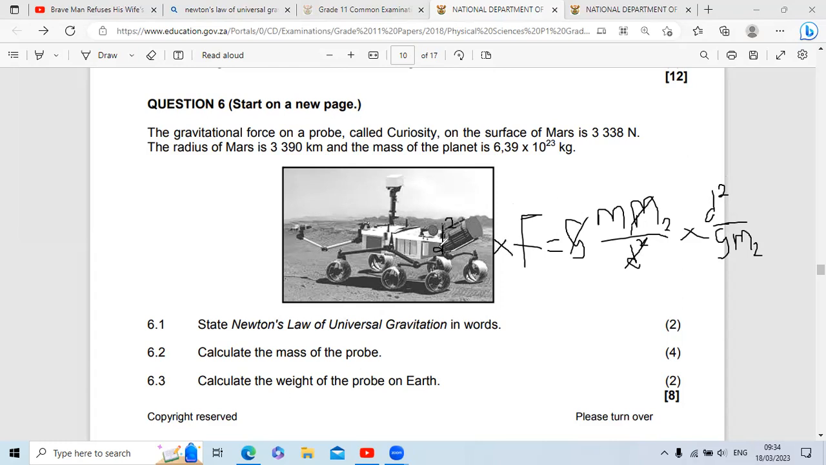D squared divided by G M2, and these are all going to cancel out. So you're going to end up with M1 is equal to F d squared divided by G M2.